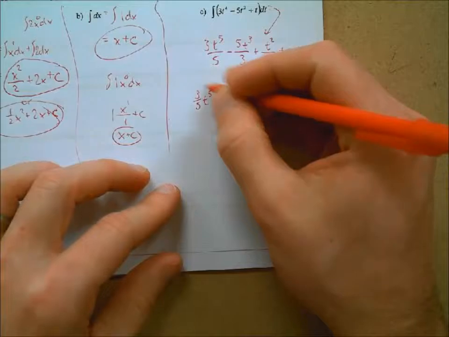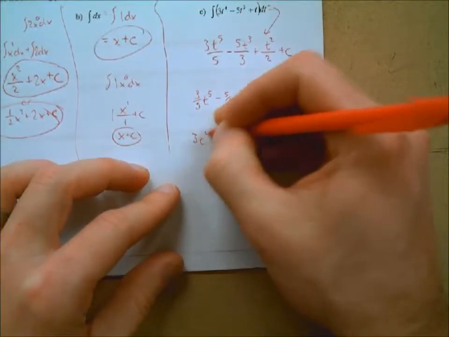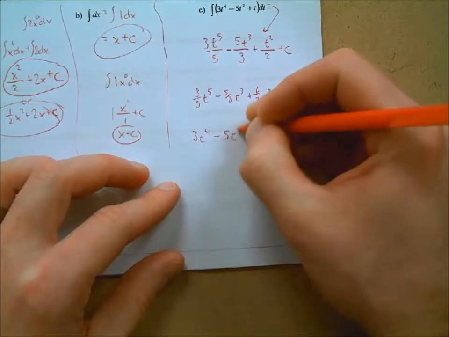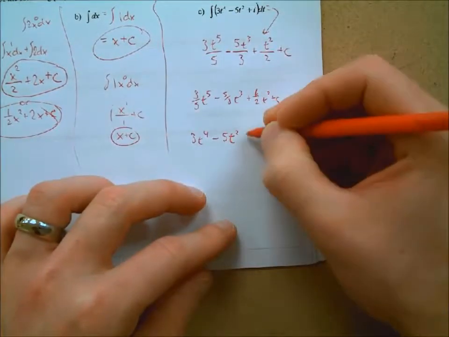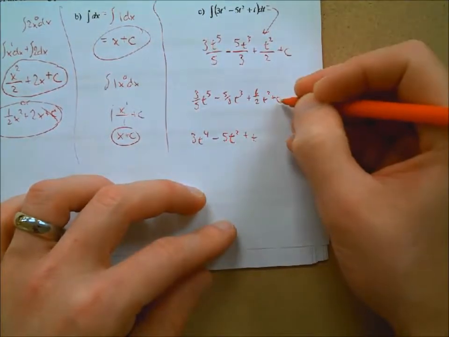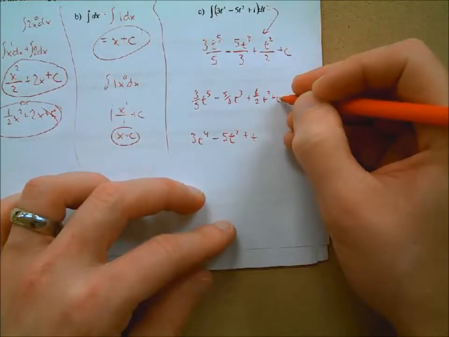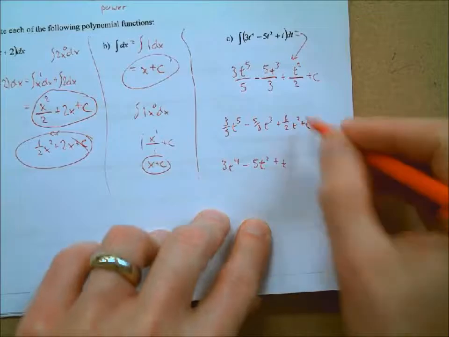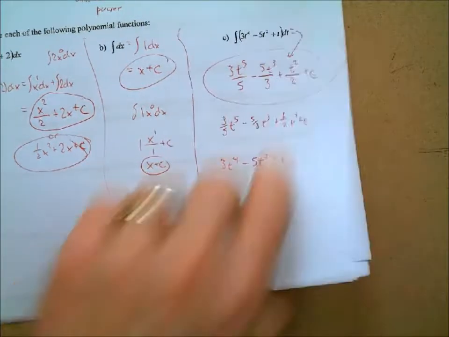5 times 3/5 is 3t to the 4th there. 3 times minus 5/3 is minus 5t squared. And then 2 times 1/2 is 1, so plus t. And then the derivative of a constant is 0. It goes away. Whew, I did it right. Good job, everybody. Well done.